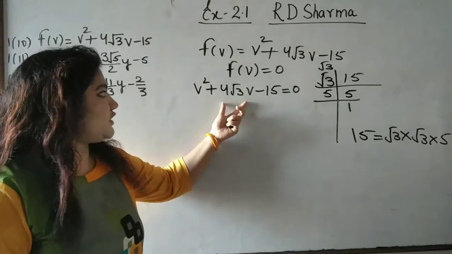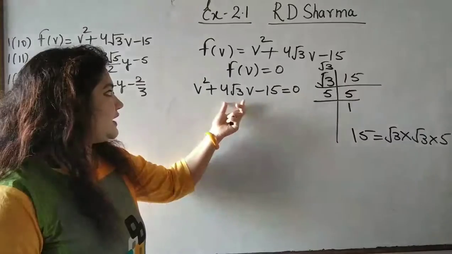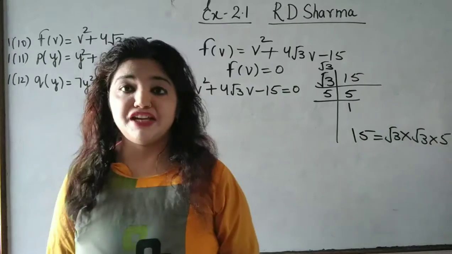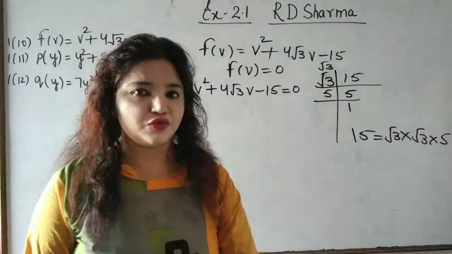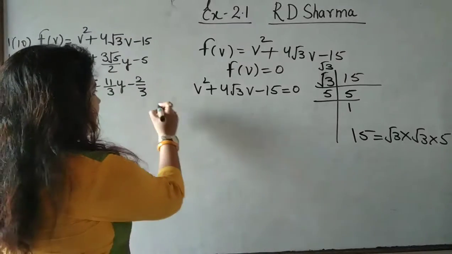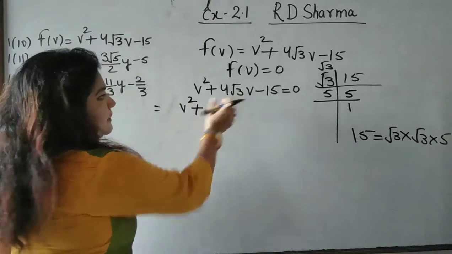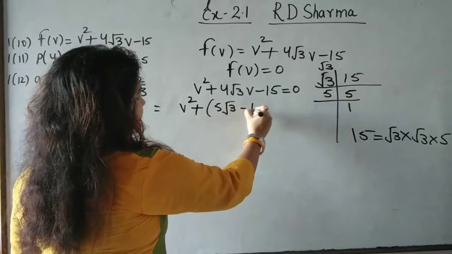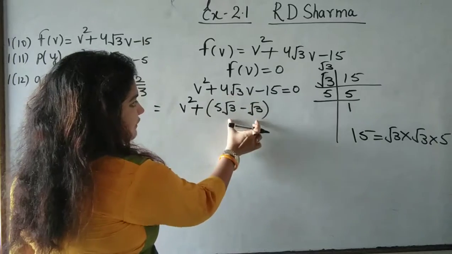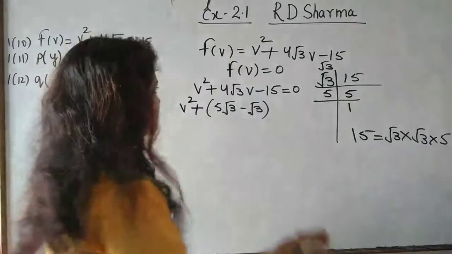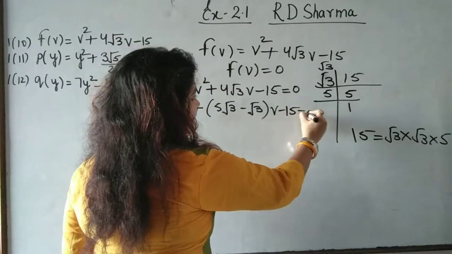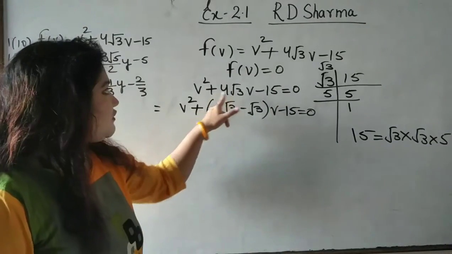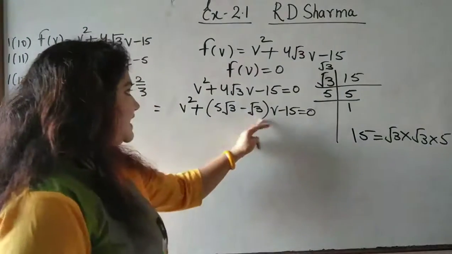What we have to get is the middle term, 4 root 3. So we can write 5 root 3 minus root 3, and what will be the value? 4 root 3. So v squared plus, in place of 4 root 3, we are going to write 5 root 3 minus root 3, v minus 15 is equal to 0. That's good, like the way we have done.